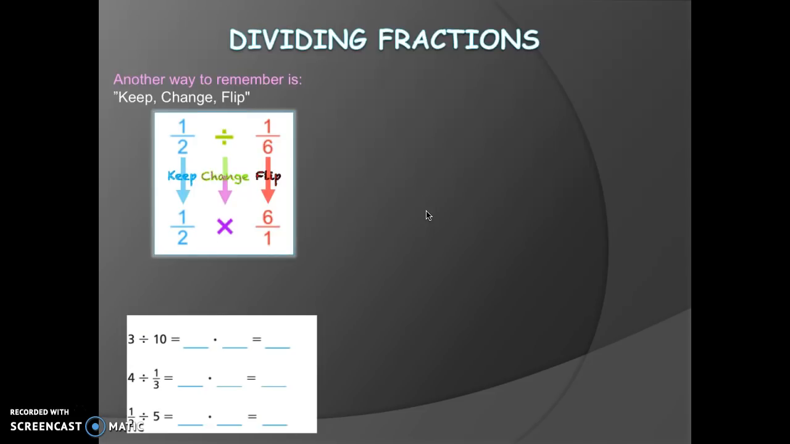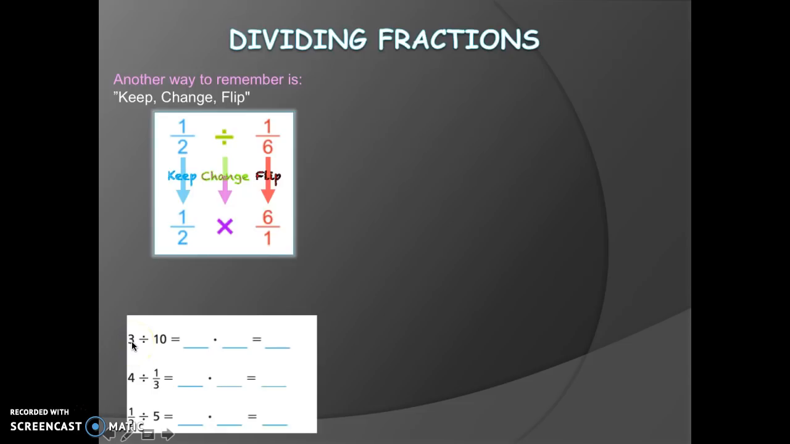But here's what the rap song is all about. It's called Keep, Change, Flip. So the shortcut for dividing with fractions is simply to keep the first one. You're going to leave it alone. We're going to change the division sign to multiplication, and we're going to actually flip the second fraction. So 1/6 becomes 6/1. We're just flipping it over.